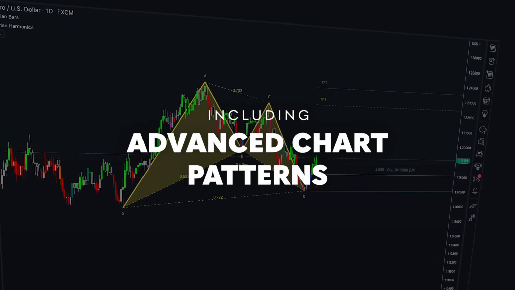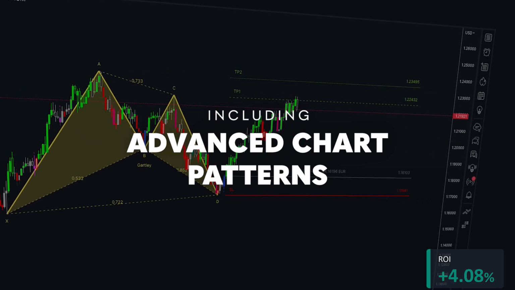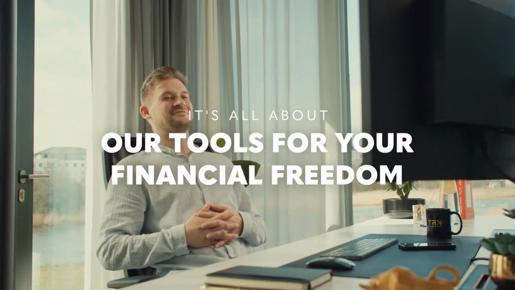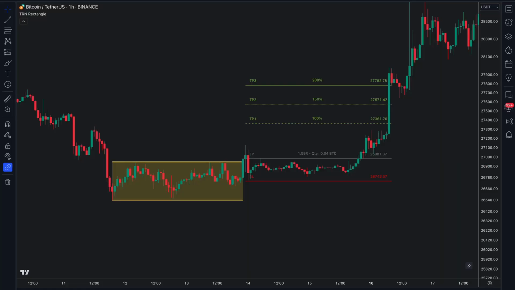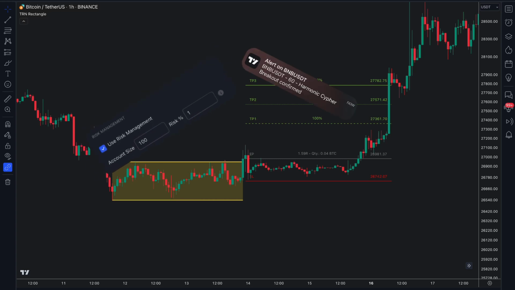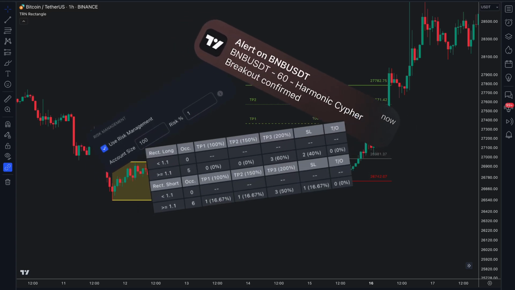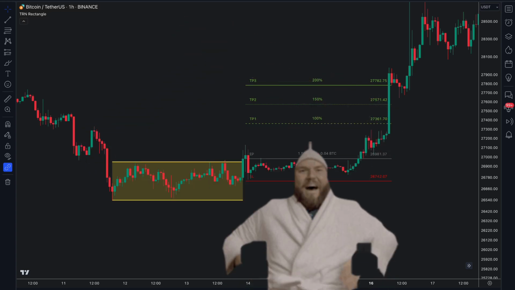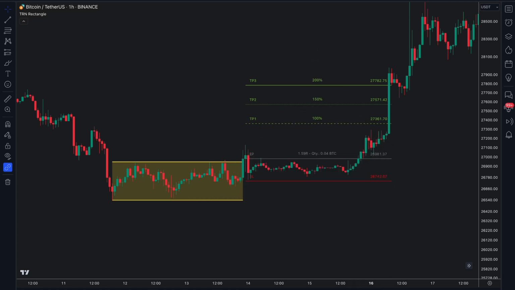Our unique pattern recognition algorithm outshines any other offering in the market. Furthermore, they come with a lot of features like risk management, real-time alerts and past performance statistics for an extremely comfortable trading experience. Let's dive right in.